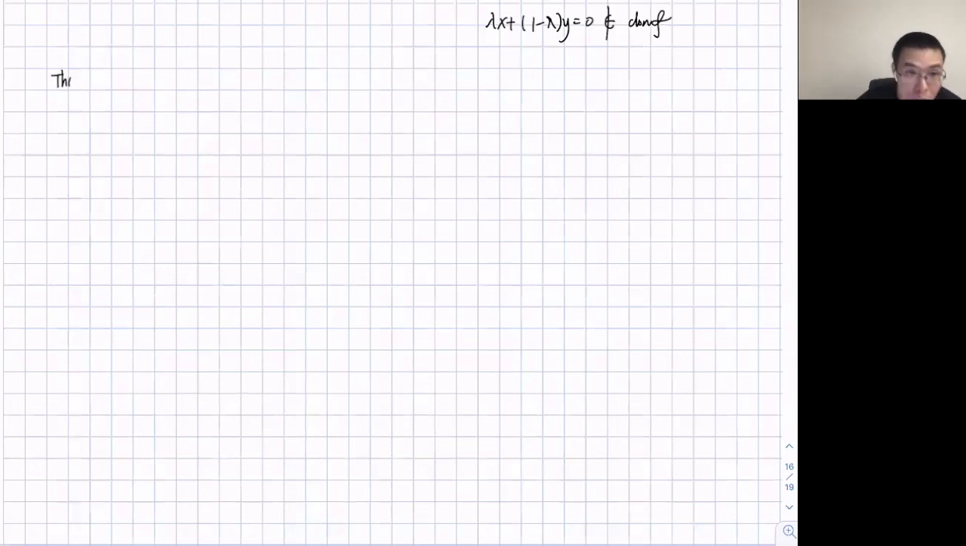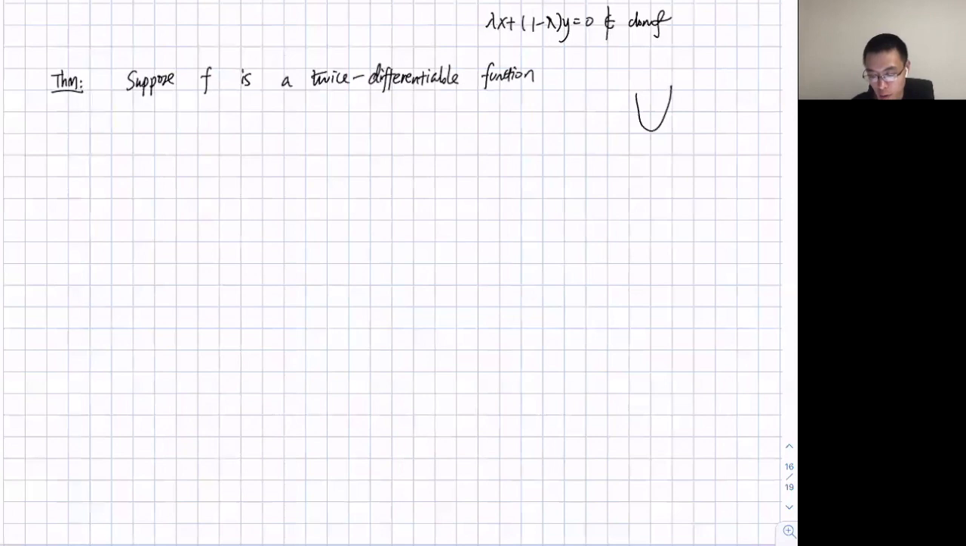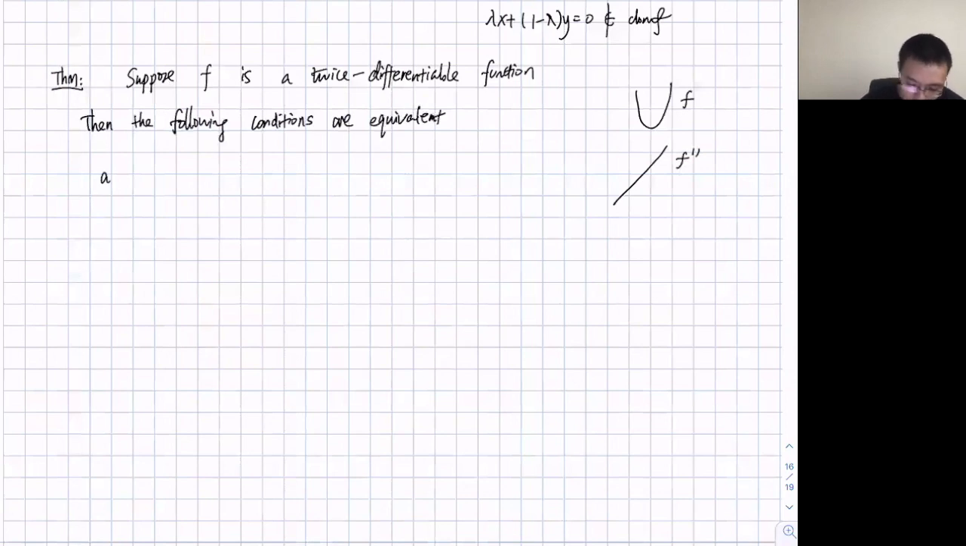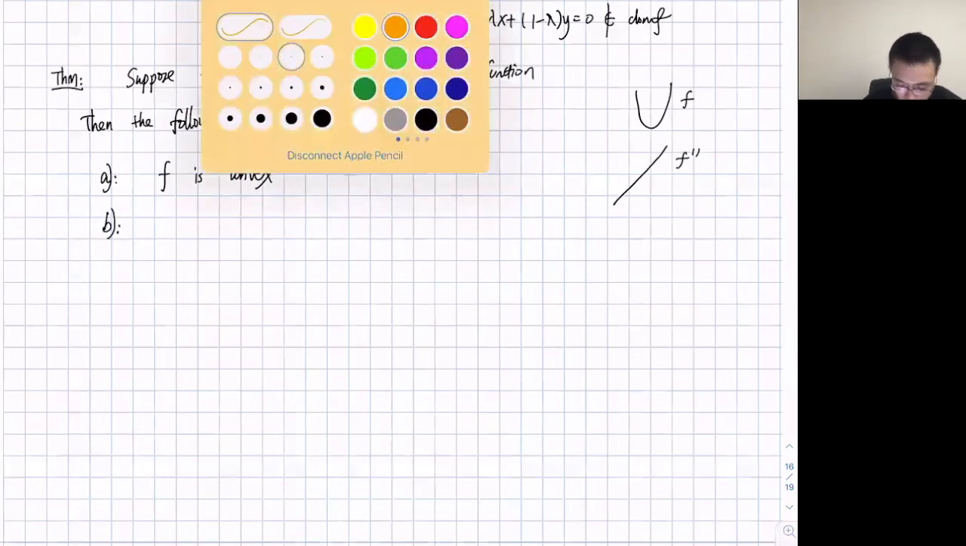Theorem. Suppose f is a twice differentiable function. This means f is smooth and the derivative of f is also smooth. Then the following conditions are equivalent. A, f is convex, so this is my goal. B, which is known as the first order condition.